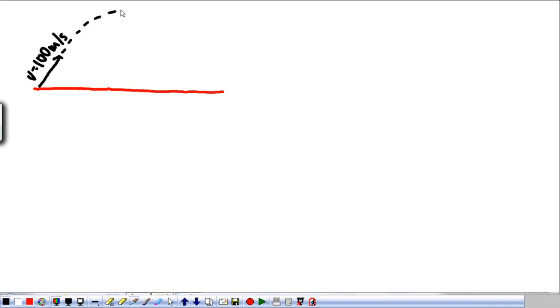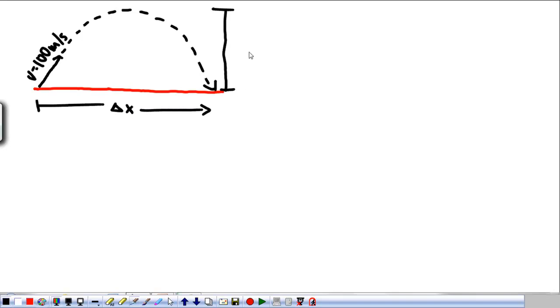It's going to follow this path. It's going to hit. We're going to look at how to find how far it goes, it's delta x. We're going to look at how to find how high it goes, and the time to get to each of these positions as well, obviously. So, how far and how high. Before we do that, though, we're going to look at it in a couple of different ways.